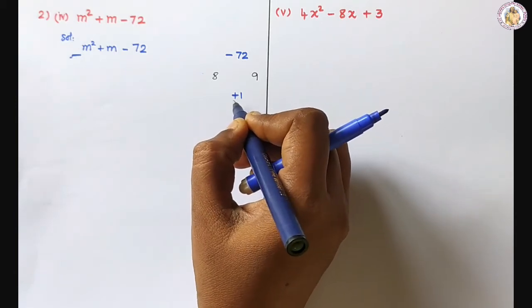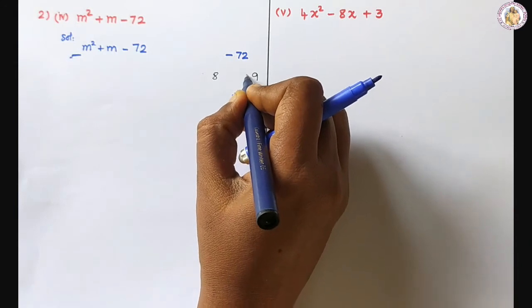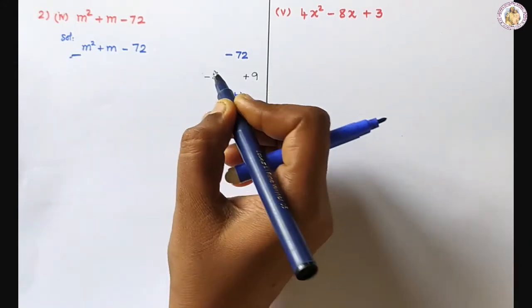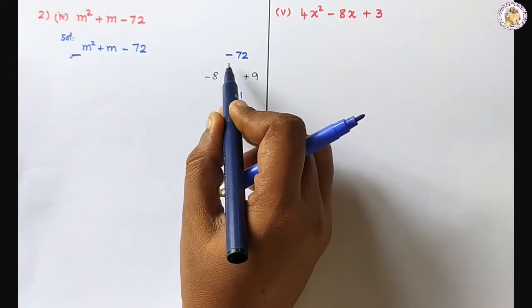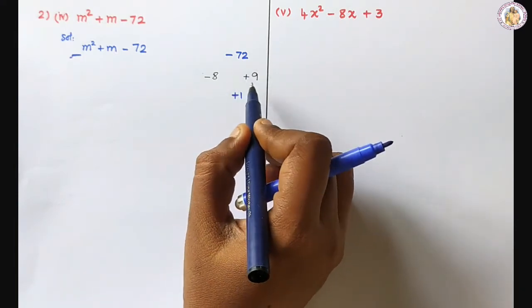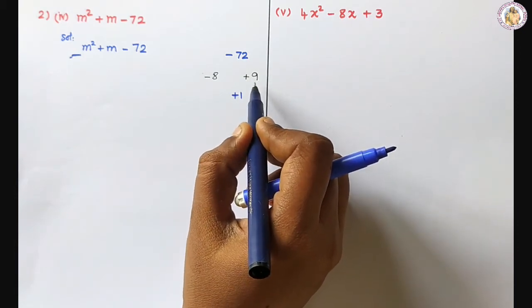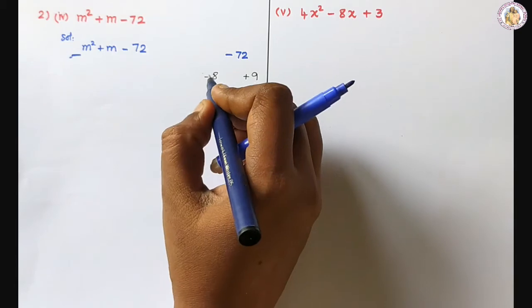The addition of the number we get plus 1. So the biggest one is plus, another one is minus. Minus into plus, minus. 8 9s are 72. Subtract this number means we get 1. Which one is greater one? 9. The sign is plus.